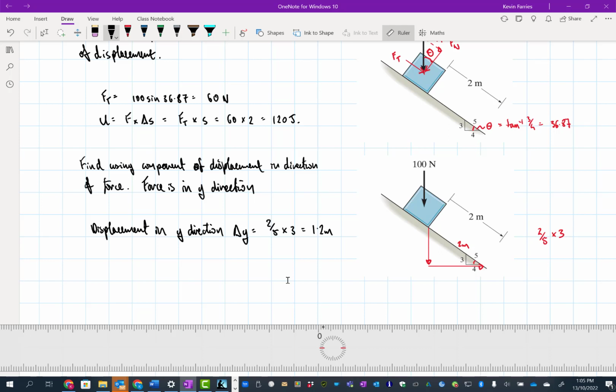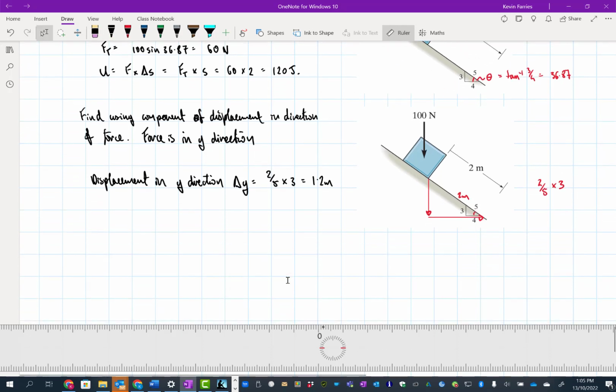And so work done is equal to force in the y direction times the change in the y displacement, which is going to be 100 times 1.2, which is 120 joules. So you get the same answer either way.